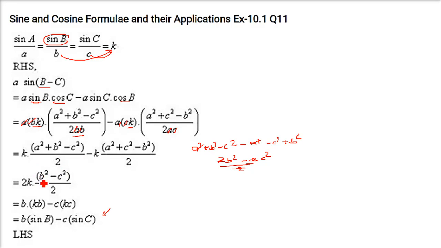Now see, this b square and this 2, this 2 gets cancelled. You have kb square minus kc square. Now kb square minus kc square, here you can write it as b into kb, because kb square. Here also you can write it as c into kc. Now this kb is what? This k into b is sin B, so write sin B here. K into c is what? It is sin C, write sin C here. This is our right hand side.